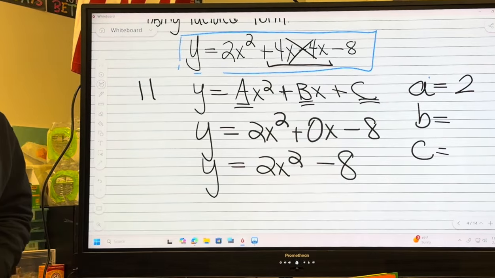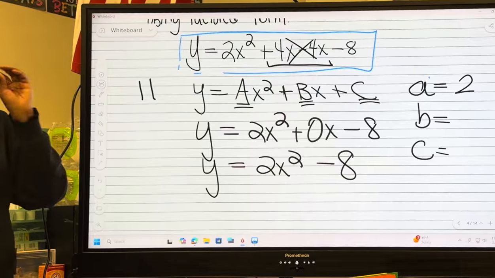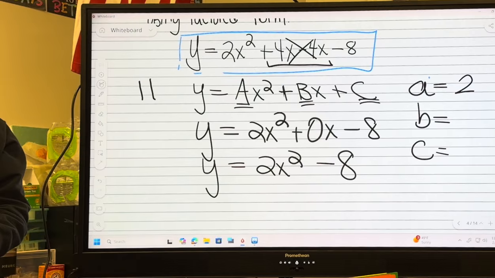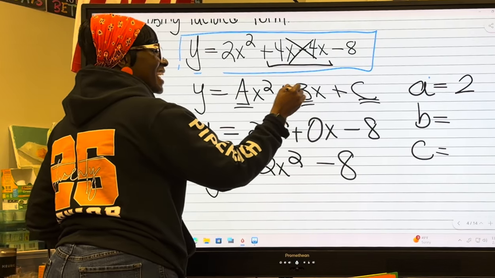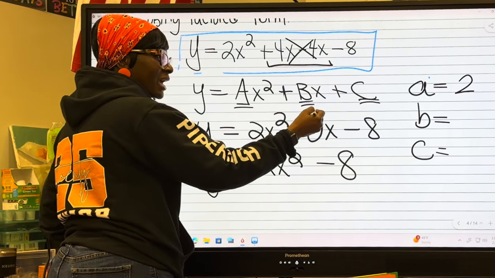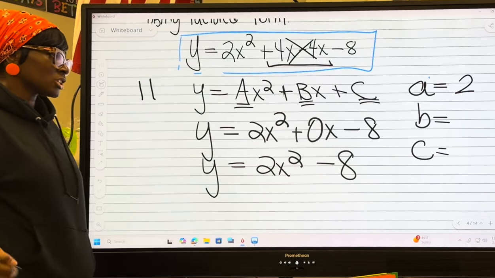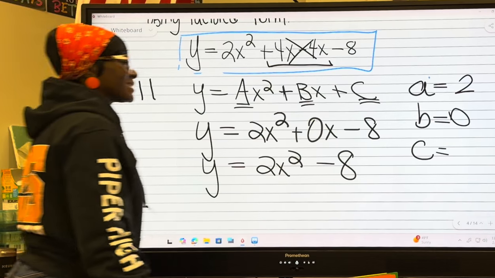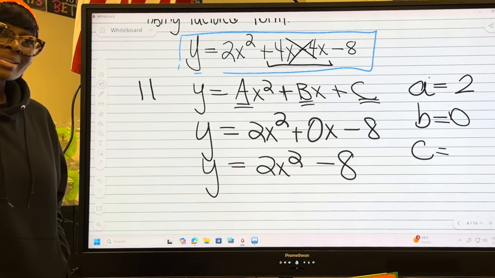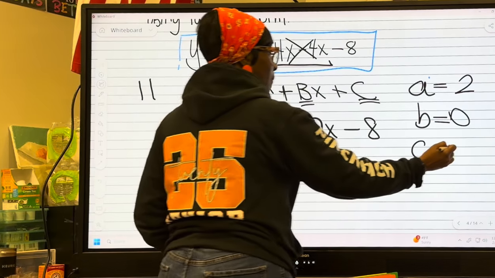What is my B? 0. Is it 0x? No. What is my B? It's attached to the x. It's not including the x. What is my B? It's just 0. And then what is my C? What is my C? It's negative 8.